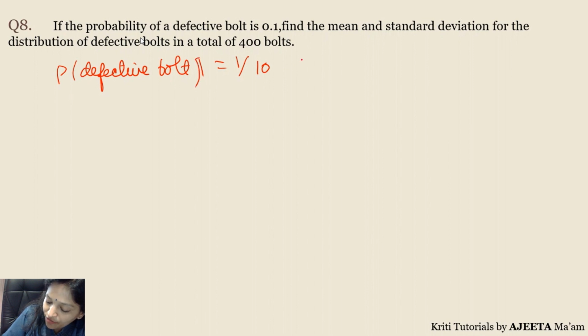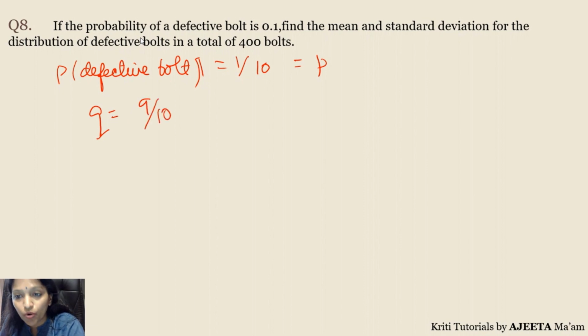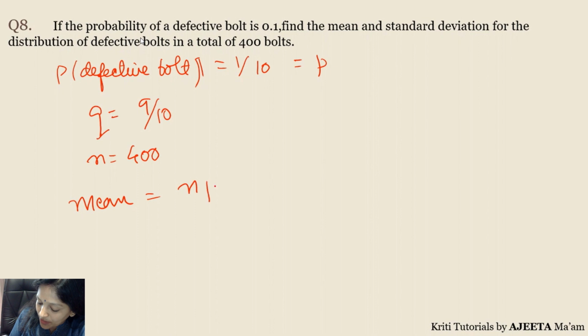So non-defective, which is your P. What will be your Q? Your Q will be 9 by 10. That is, you are not getting a defective bolt. What is your N? N is 400. Now what's the question? Your question is finding the mean. So mean is NP. So that is 400 into 1 by 10, which gives you the answer 40.